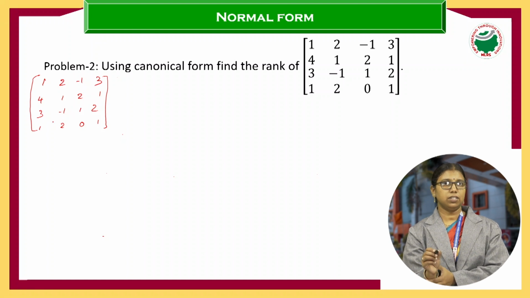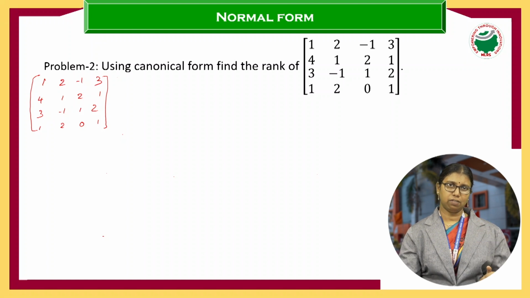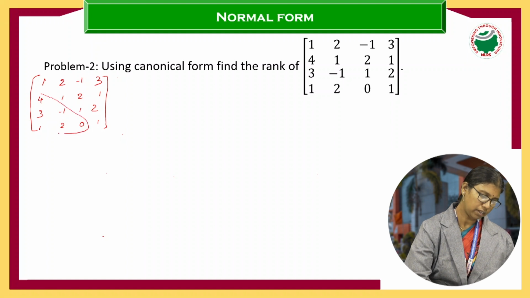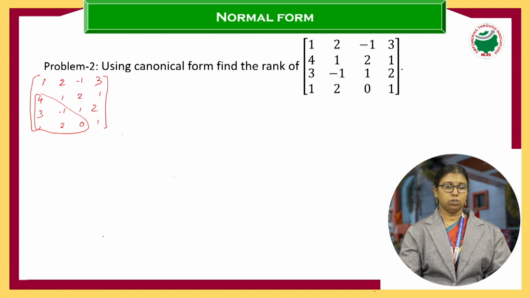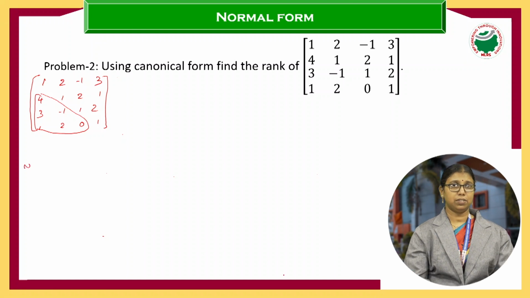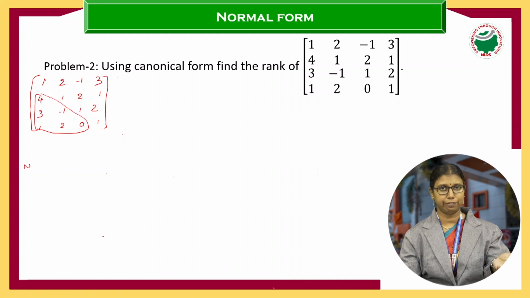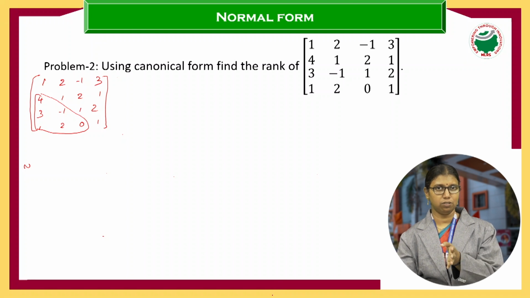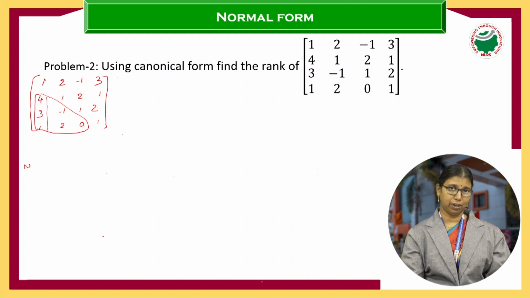What is the first step to convert the matrix to canonical form? Step 1 is upper triangular, so convert all the lower diagonal values to 0. What are your lower diagonal values? 4, 3, 1, minus 1, 2, 0. These are your lower diagonal values. Since I am changing lower diagonal values, for converting the matrix to upper triangular form you have to use row operations, and in a step you have to focus on the values in a column. That means you have to change these values 4, 3, 1 in the first column.